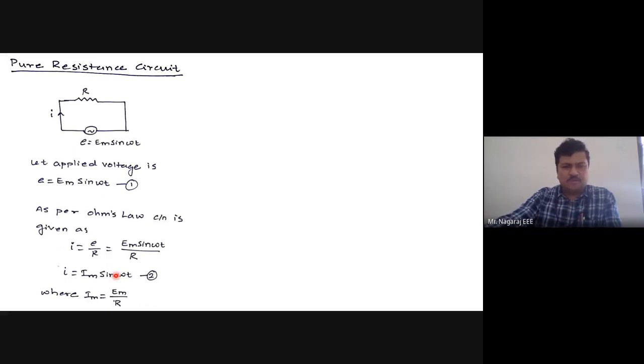And when I observe the equation of current here, this is also having zero phase angle initially. So the phase difference between voltage and current is zero. Hence, the current is in phase with the voltage. So voltage and current are in phase.